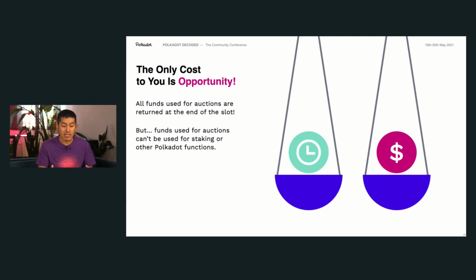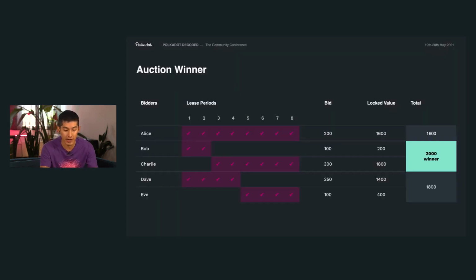But that also means really the only cost for being a parachain is an opportunity cost. So basically, when you're bidding in a parachain auction, you're saying that the value you can bring to yourself and to the network is more than what you could get for staking, for example. And so it's super exciting to know that you can become a parachain and not really have to spend any funds.